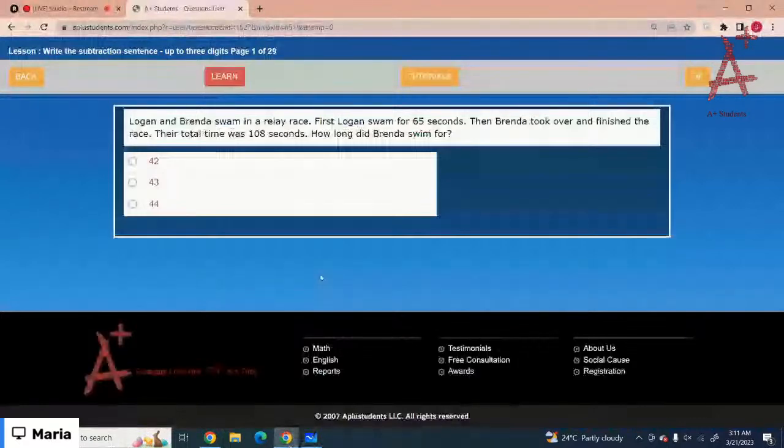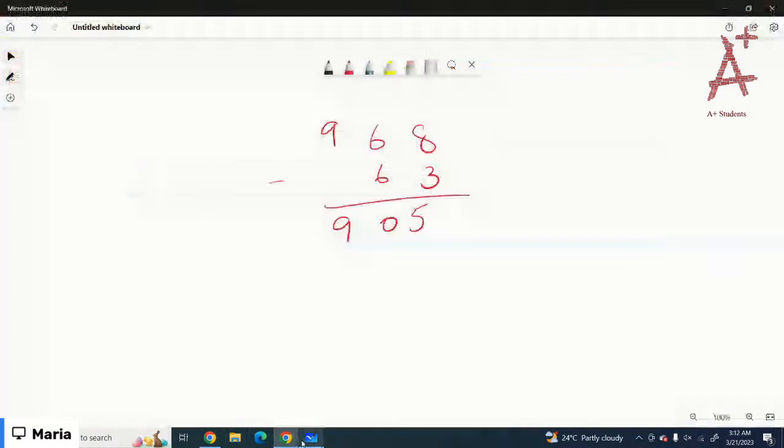Logan and Brenda swam in a relay race. First, Logan swam for 65 seconds, then Brenda took over and finished the race. Their total time is 108 seconds. How long did Brenda swim for? Logan swam for 65 seconds, and the total time they both covered together is 108 seconds. You need to calculate the time that Brenda swam. That means you have to subtract the time Logan swam from the total time. So you have to do 108 minus 65. Got it?